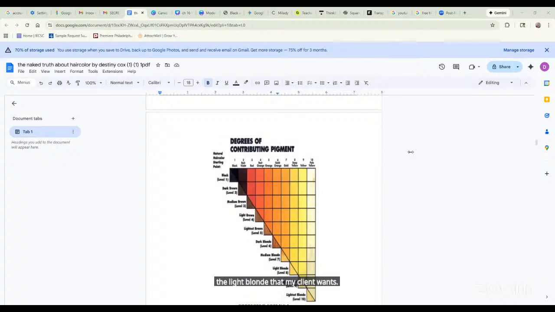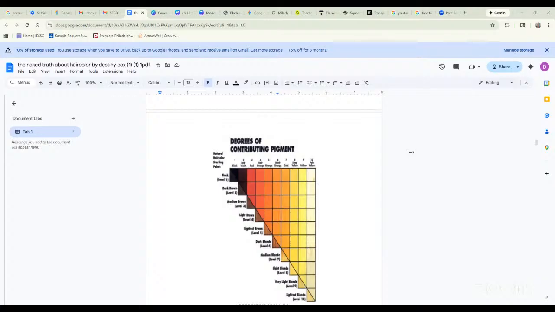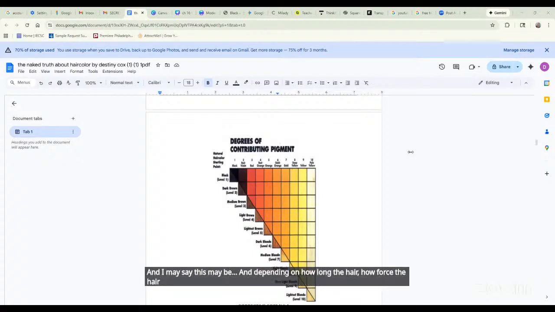Y'all, it's going to take time. It takes processes. And let me tell you, that product may cost you about $70 by itself. The product costs you 70. So I'm not going to charge the client 70. That's just the product. Then I need to charge for the labor. And I may say this may be, depending on how long the hair, how coarse the hair, a 3-hour process. Maybe. Don't hold me to it.